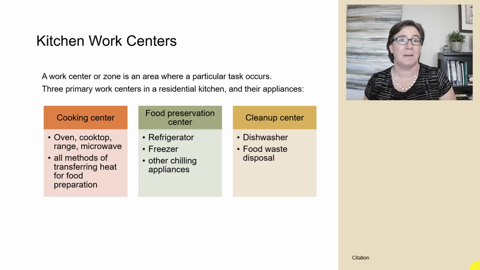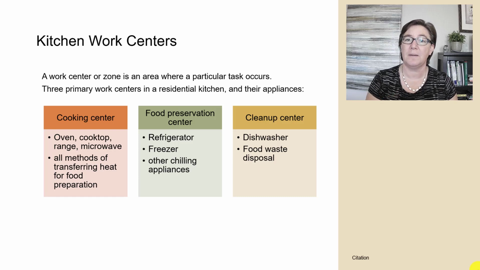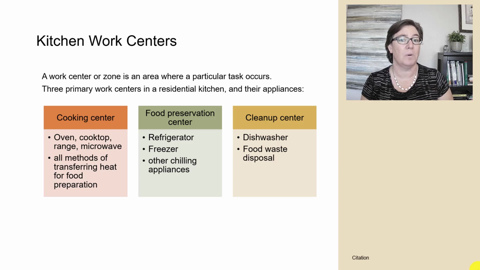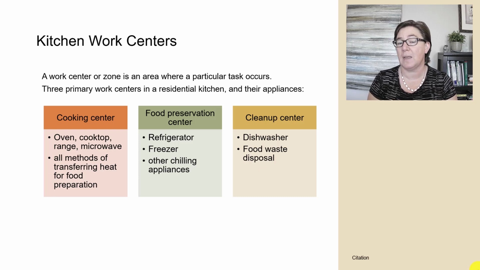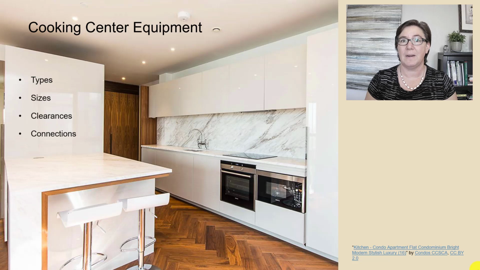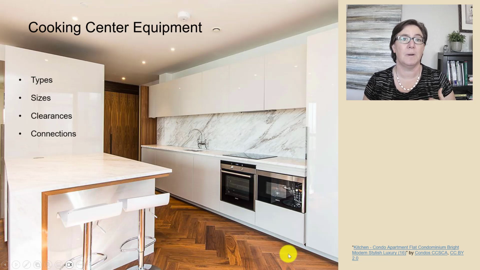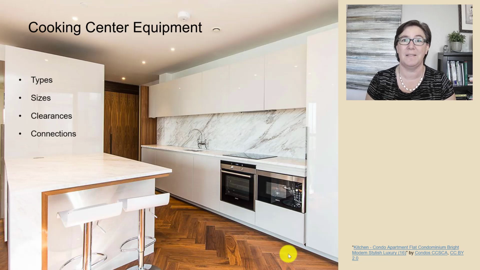And we also need a basic definition of kitchen work centers. Your kitchen can be divided into 3 primary work centers. These are zones or areas where a particular task occurs. They are the cooking center, the food preservation center, and the cleanup center. So here we have an example of a cooking center, right, in this area of a kitchen. And in general, we're going to look at all the different types of equipment, their sizes, their clearances, and their connections.